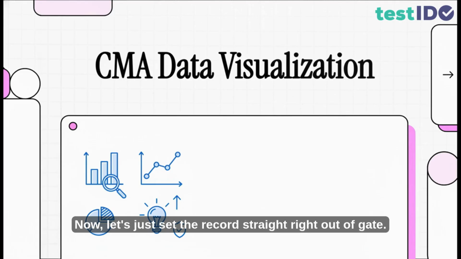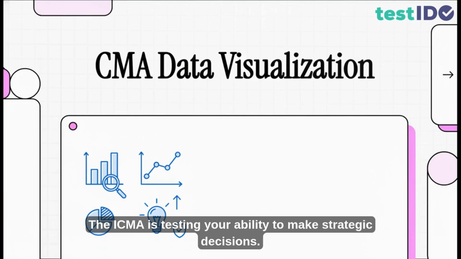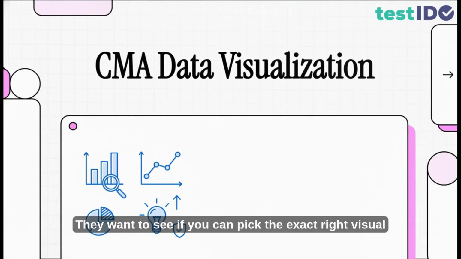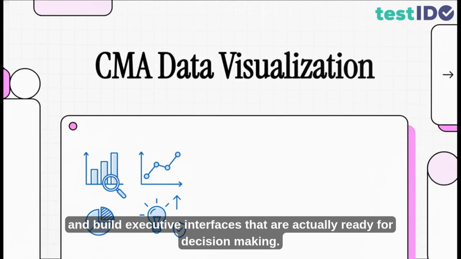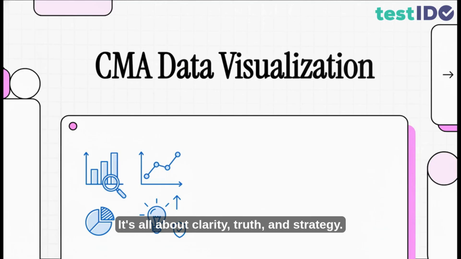Now, let's just set the record straight right out of the gate. On the CMA Part 1 exam, data visualization is absolutely not tested as some sort of art class exercise. The ICMA is testing your ability to make strategic decisions. They want to see if you can pick the exact right visual for specific financial data, spot visual distortions, and build executive interfaces that are actually ready for decision-making. It's all about clarity, truth, and strategy. We're not just here to make things look pretty.